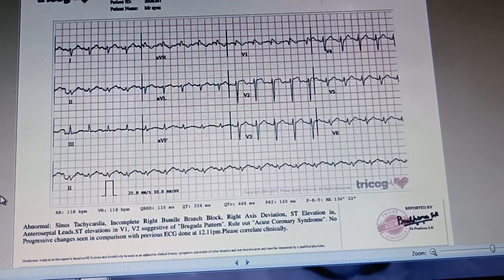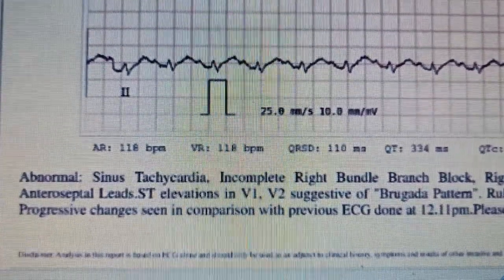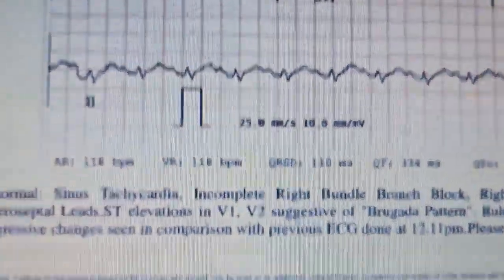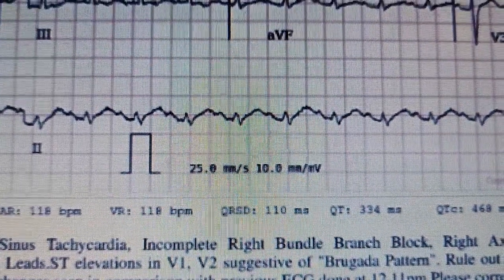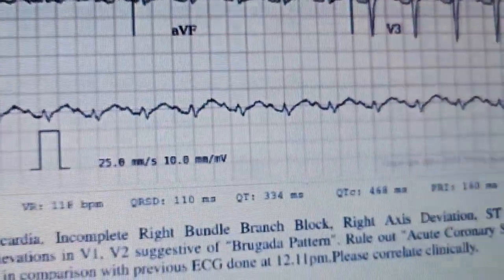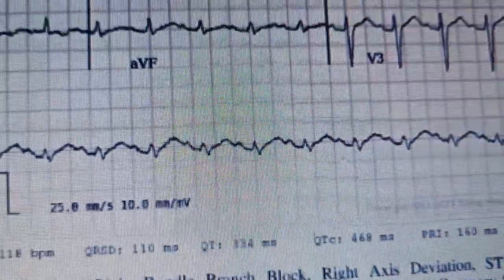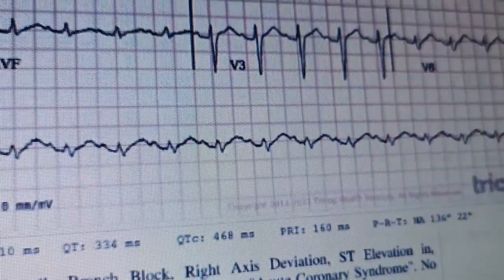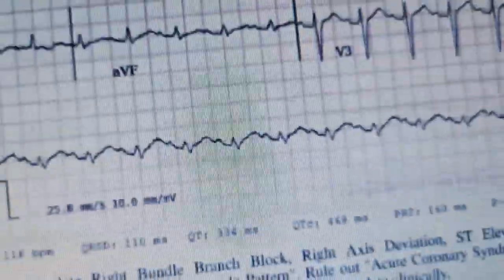Number one, it has given some measurements like this one, AR 118 BPM. AR represents arterial rate, that is 118 beats per minute. VR, ventricular rate, is also 118 beats per minute. Next, the QRSD, this is QRS duration, that is 110 millisecond. Now QT interval is 334 millisecond. The QTC is 468 millisecond. PR interval is 160 millisecond, and PRT means the axis deviation that represents 136 degrees and 22 degrees.